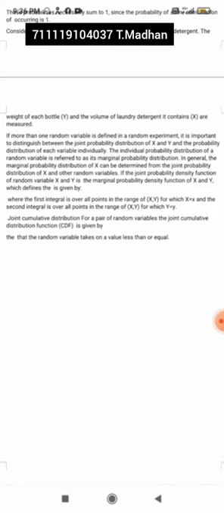The joint cumulative distribution for a pair of random variables. The joint cumulative distribution function, CDF, is given by the probability that the random variables take on a value less than or equal to x and y.